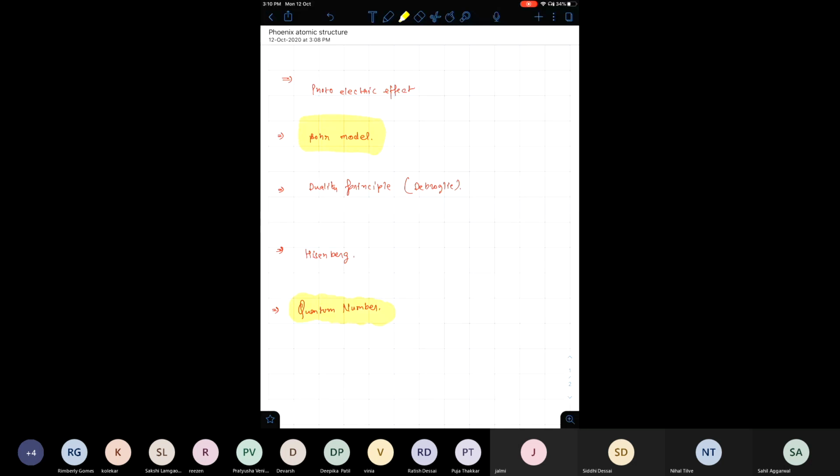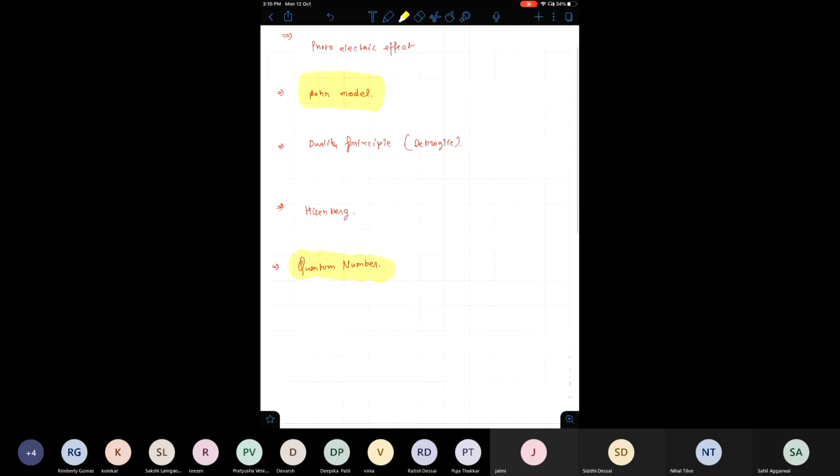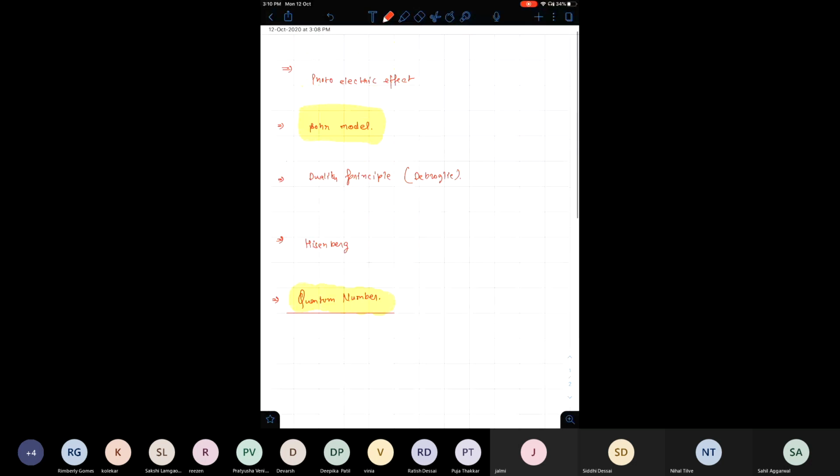Okay, so we will start from the quantum number as it has maximum importance, and you can practice it more if we start from here. So we'll start from the quantum number. Understood? Copied this much?